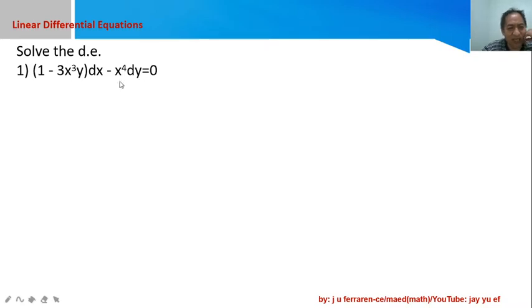Now, it could be linear in y because I have to check the presence of my y, if my y here appears with a power which is exactly 1. Because if it is linear, your y must have a power which is 1. And that is true here. So meaning, this is linear in y.